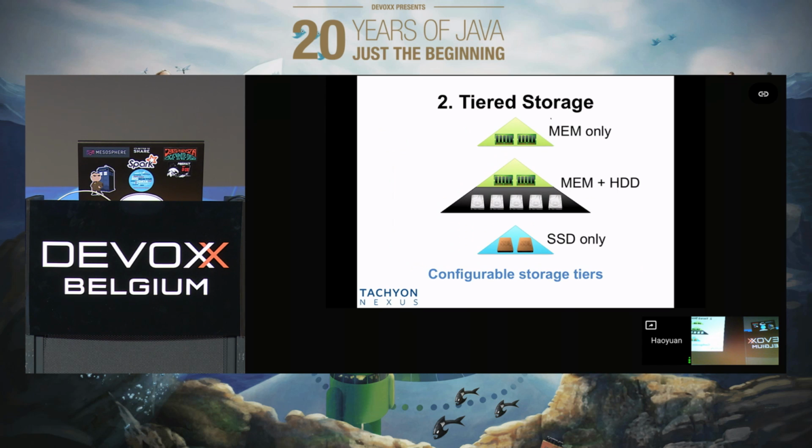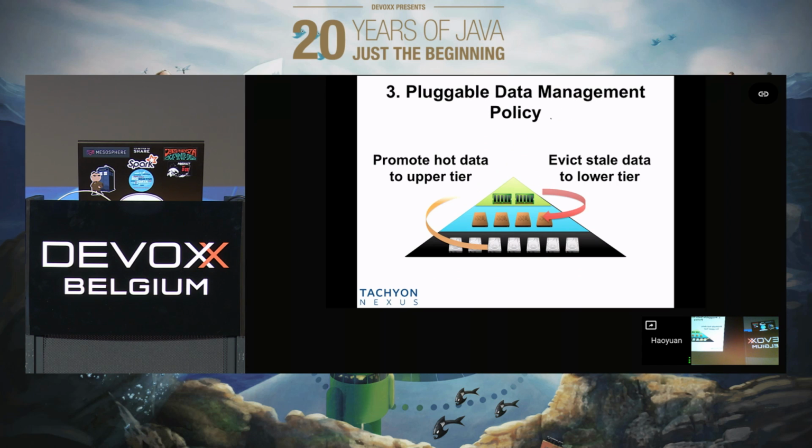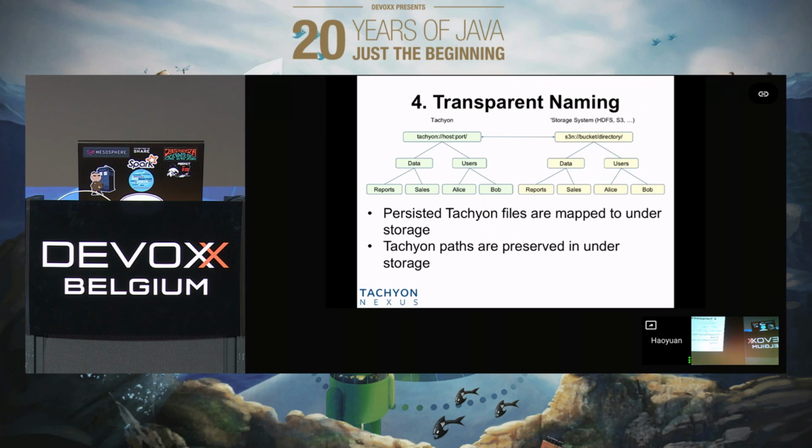And you can configure the storage tiers in different modes as well. You can say, I want to use memory only, or use Tachyon to manage SSD only, or memory plus SSD, all different types of tier configurations. And this is the policy I mentioned: you can evict data to the lower layer, and promote hot data to the upper layer. This is pretty important because companies often have some data more important than other data, and you want to keep that data in the upper layer as well. So that's the tiered storage.